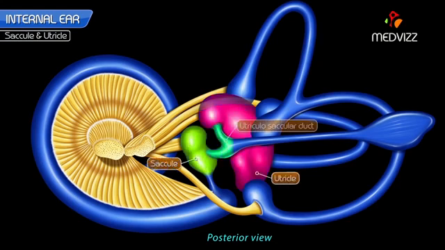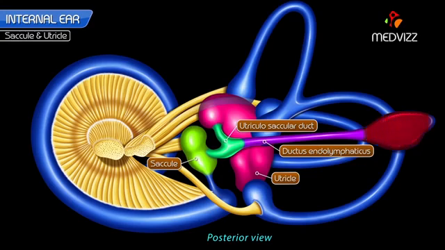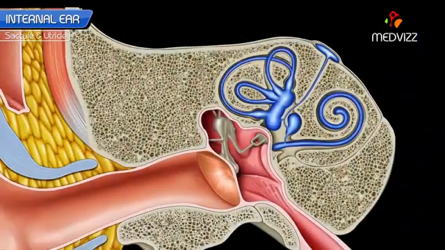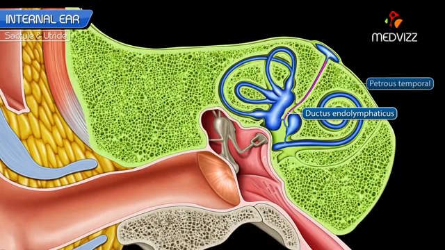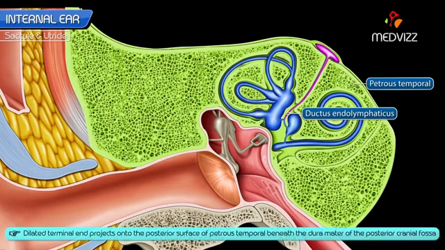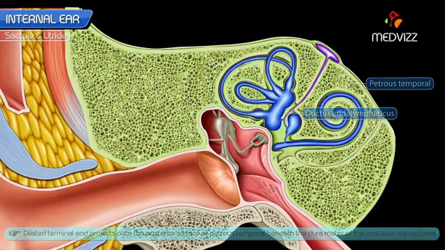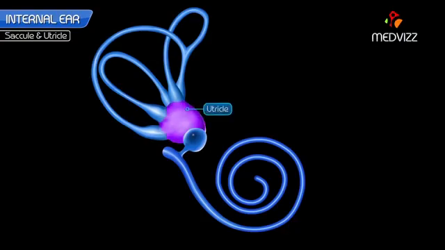The saccule is connected anteriorly to the basal turn of the cochlear duct by the ductus reuniens and posteriorly with the utricle by a Y-shaped utriculosaccular duct. The vertical limb of the Y continues as the endolymphatic duct, or ductus endolymphaticus, and its dilated blind terminal end is called the saccus endolymphaticus. The endolymphatic duct passes through the aqueduct of the vestibule in the posterior part of the petrous temporal. Its dilated terminal end projects onto the posterior surface of the petrous temporal, beneath the dura mater of the posterior cranial fossa. The utricle receives the three semicircular ducts posteriorly through 5 openings.